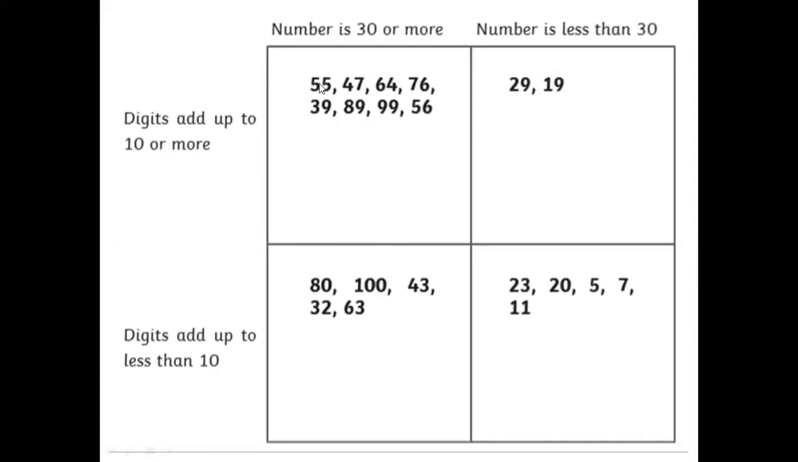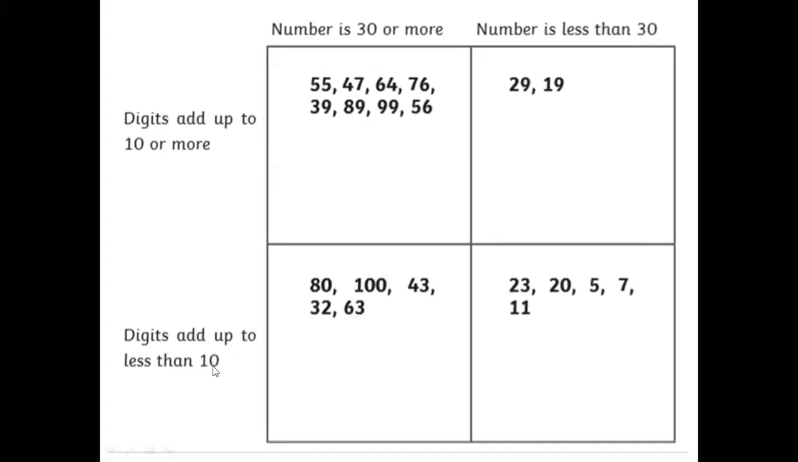Let's look at this. 55. When I add them together, 5 plus 5 is 10. And it is at the same time 30 or more. That's why I wrote it down here. Next. 29. 9 plus 2, 11. So that's why it's here. But at the same time, 29 is less than 30. So, correct. Now let's move here.